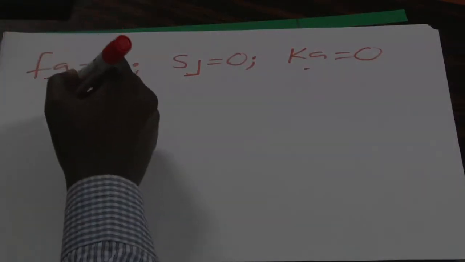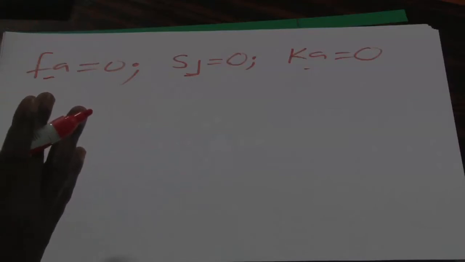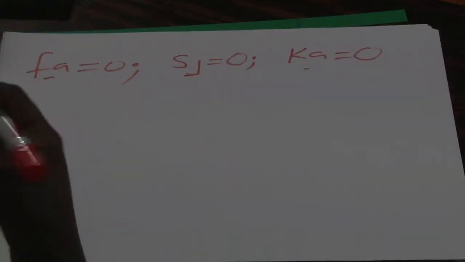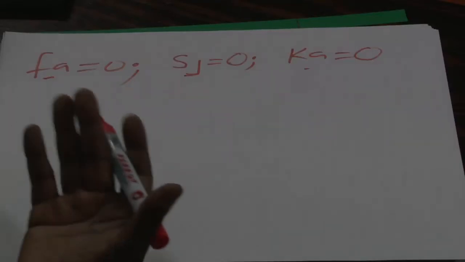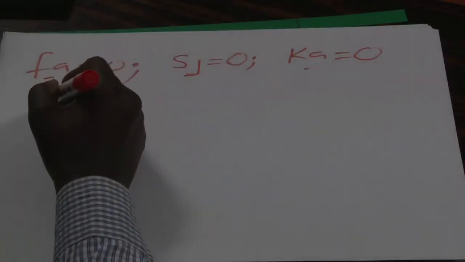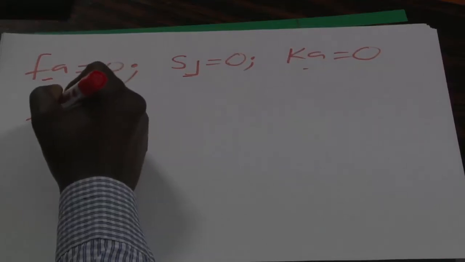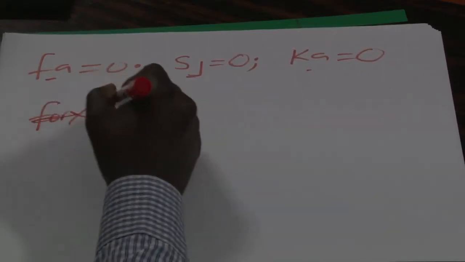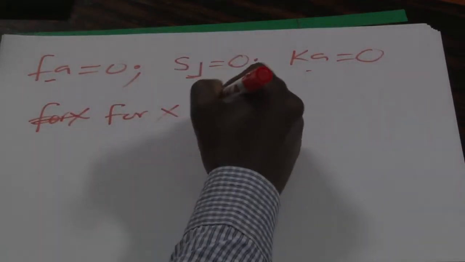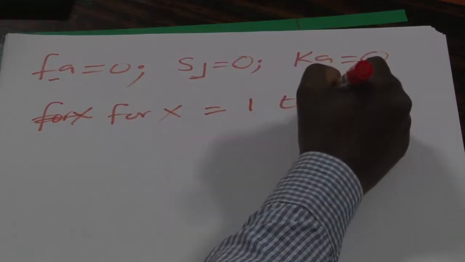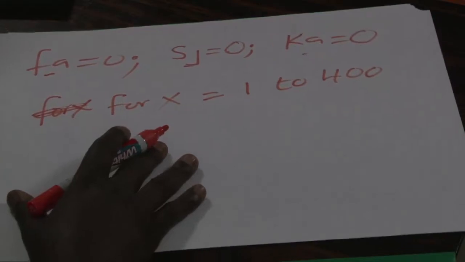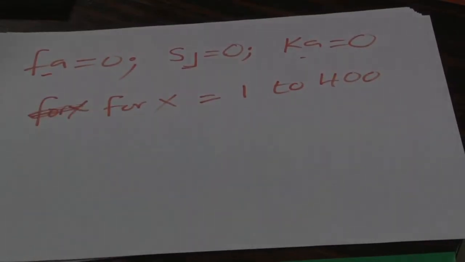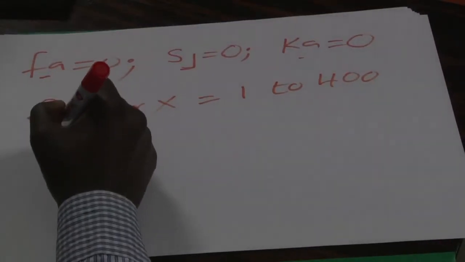How many flights are going to come in? 400. Remember, in your looping programming, once you know the number of variables, you use things like for, do. So I will say for X is equal to 1 to 400, which means I'm going to expect 400 flights that day. For X equals 1 to 400. Then I continue with the program.